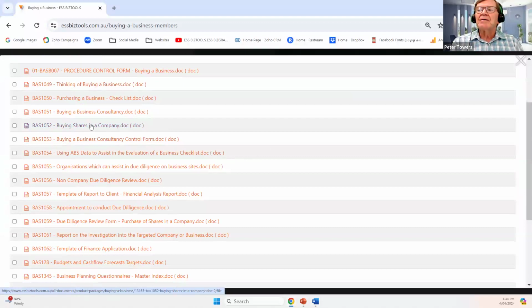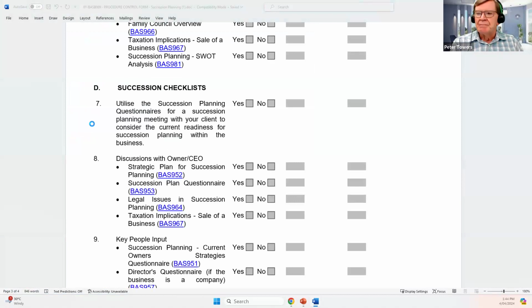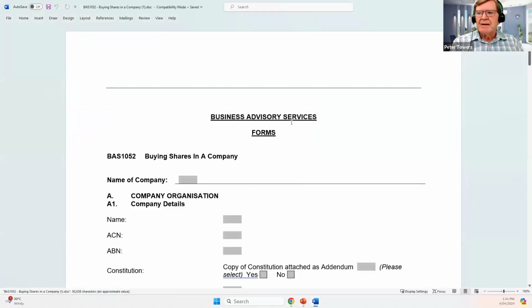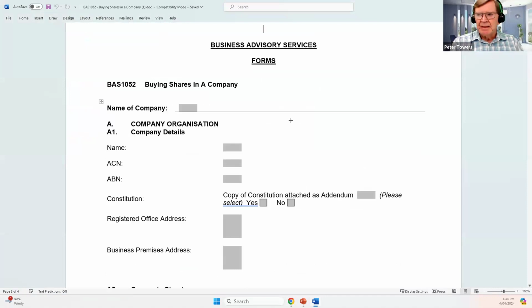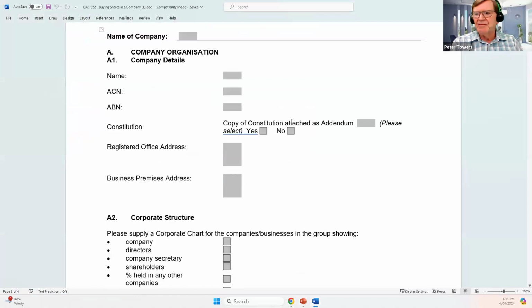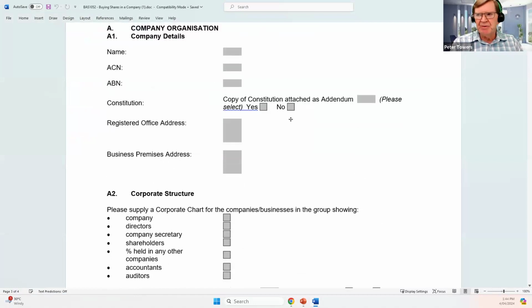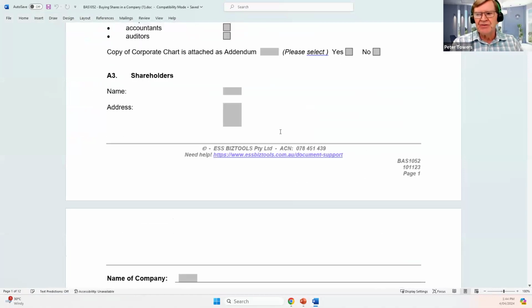We have an article on buying shares in a company, which I think can be dangerous. So we have details here of a full summary which we've prepared to assist you. Who's the company? What's its corporate structure like? Who are the shareholders? Who are the directors?